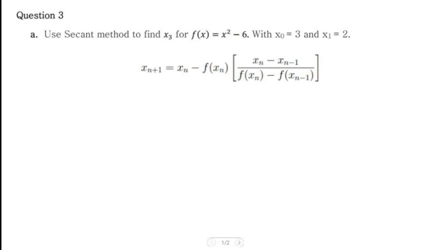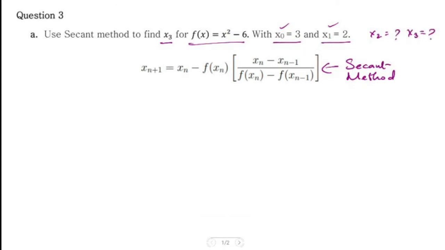Today we are going to discuss question 3 of our practice questions, and this is a question on the secant method. We are supposed to find x3 for the given function within the interval, with the initial guesses x0 equal to 3 and x1 equal to 2. Here we have the formula for the secant method. We have x0 and x1, so what we need to find out is x2 and x3.